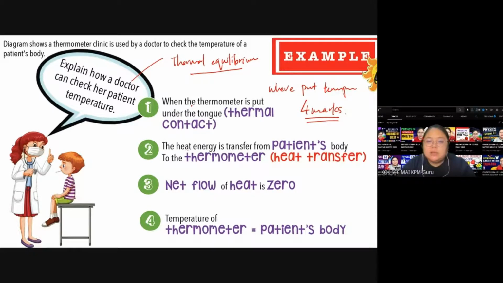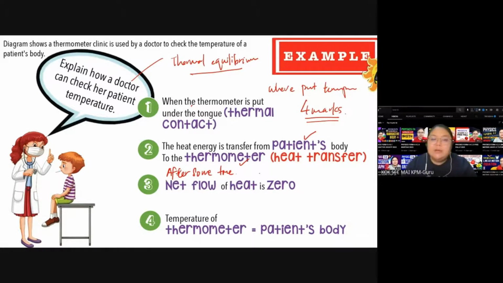Second point, you must mention the heat starts to transfer. Transfer from where? Normally from the hot, the hotter object, then must transfer to the cooler object. So from here, it must be from the patient's body to the thermometer. So this one we call heat transfer. So you need to mention the words heat transfer, where to where. Number 3 must say after, don't be so fast, after some time. You say after a while.